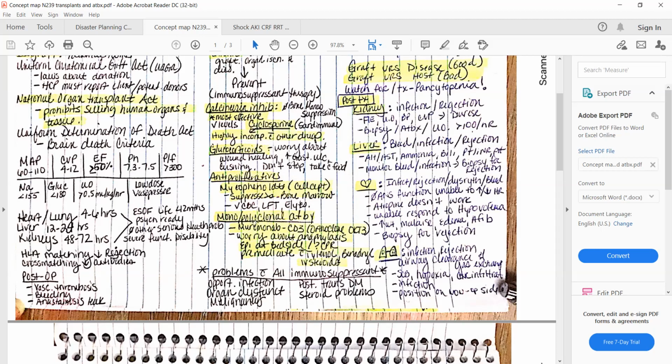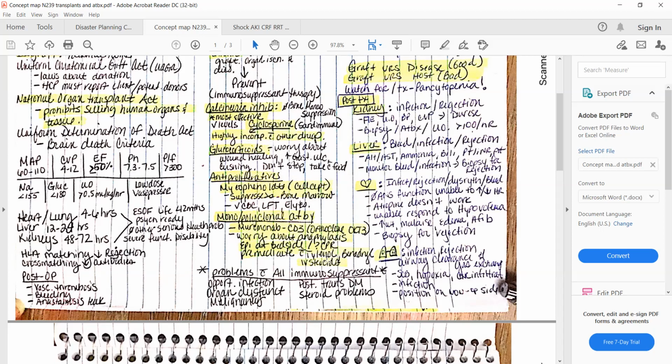And then you have your monoclonal and polyclonal antibodies. This is your CD3, or Orthoclone or OKT3. Here's the big thing with this. You have to worry about anaphylaxis. When you're giving these meds, you have to have epi at the bedside and be prepared to start CPR. We can pre-medicate though with Tylenol, Benadryl, and steroids. So if we're worried about anaphylaxis, we can pre-medicate with Tylenol, Benadryl, and steroids.